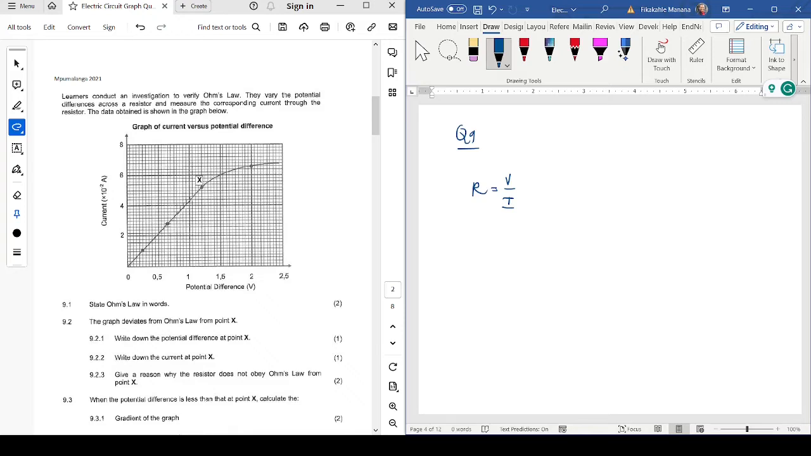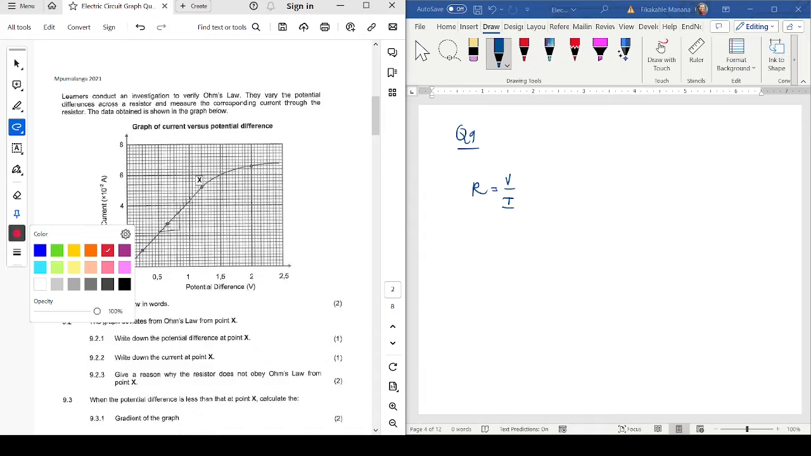So we have current versus potential difference. We've covered that as well, right? And with current versus potential difference, we know that our gradient over here, just going to make that red. Again, our gradient over there would be equal to 1 over R.